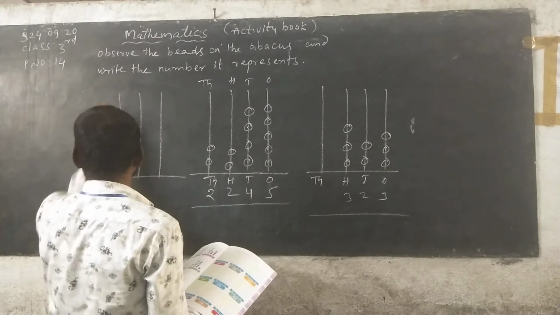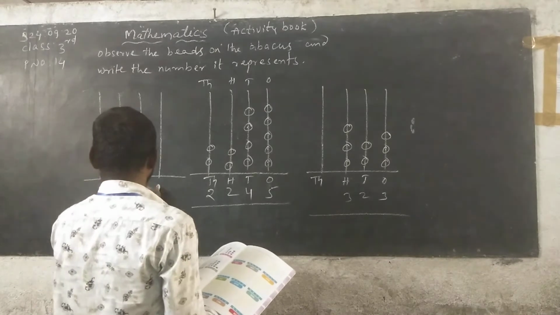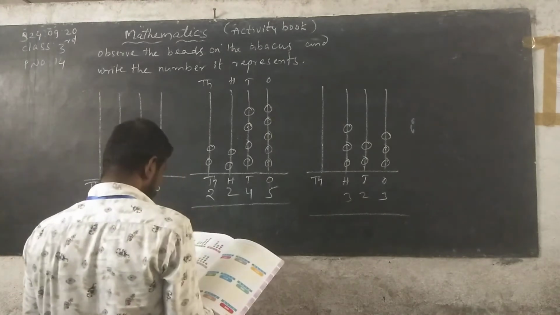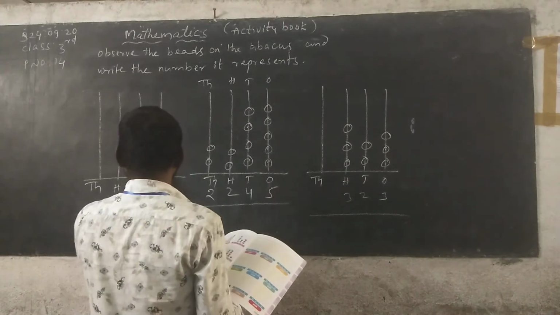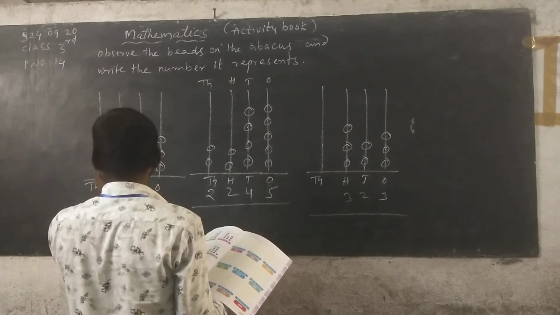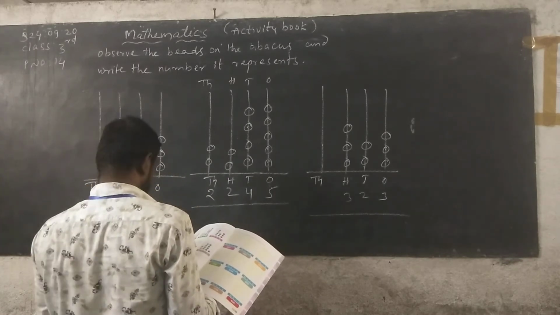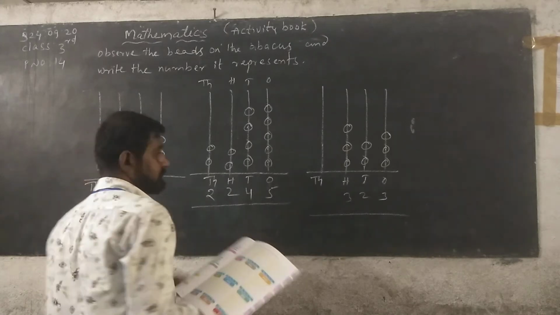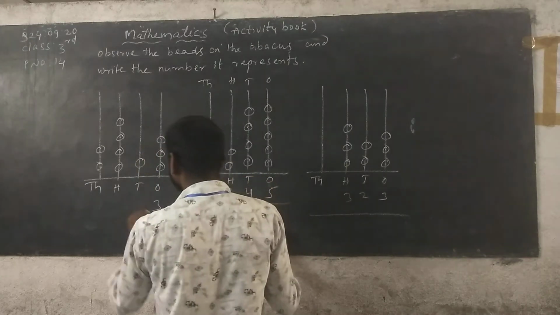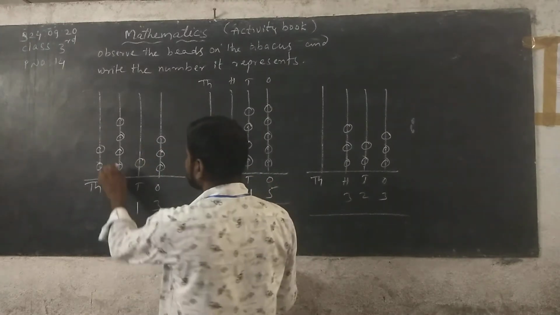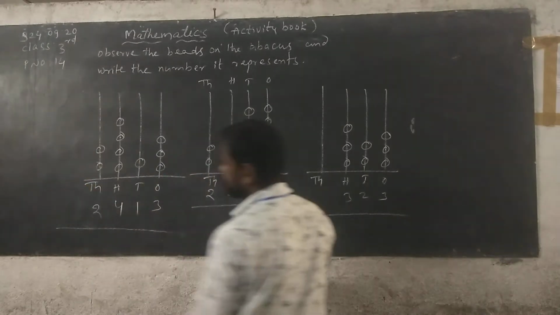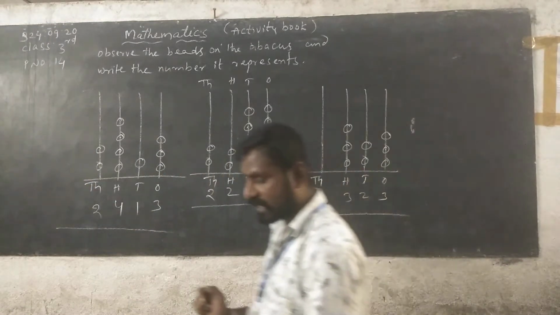Ones, tens, hundreds, thousands. See here, 3 beads in ones place, 1 bead in tens place, 4 beads in hundreds place, 2 beads in thousands place. Write 3 under ones place, 1 under tens place, 4 under hundreds place, 2 under thousands place. The given number is 2430.